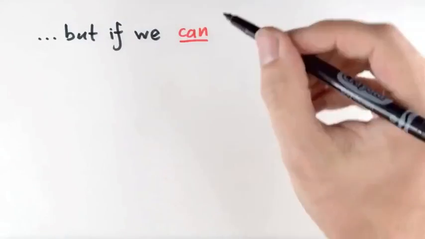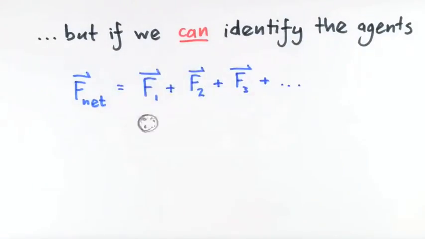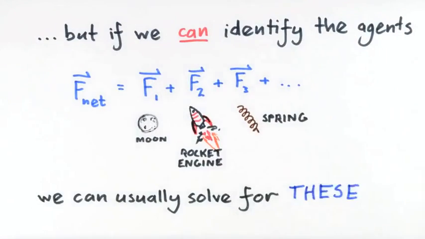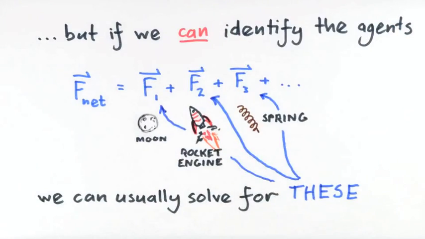However, if we can identify these agents, then often we can solve for one or more of the interactions, the forces associated with these agents. Today we'll illustrate this process with some examples.